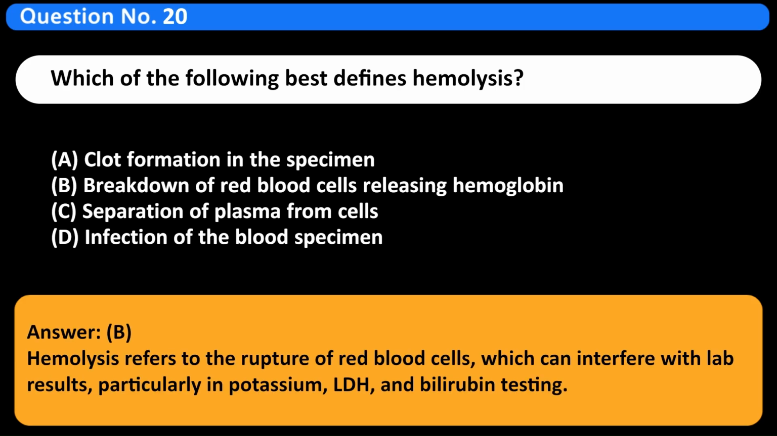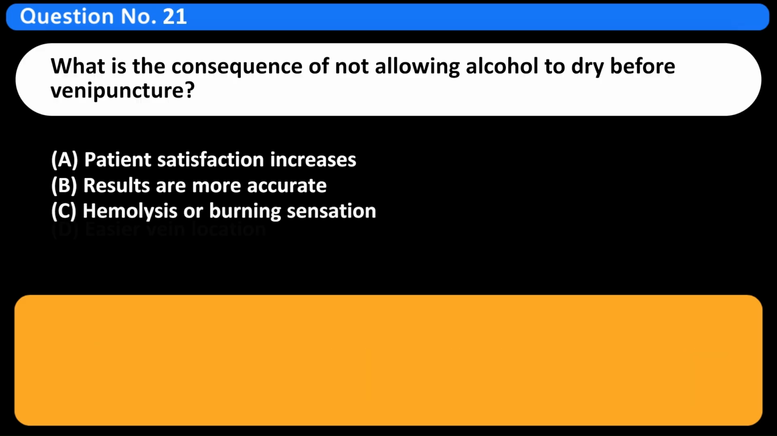Answer: B. Hemolysis refers to the rupture of red blood cells, which can interfere with lab results, particularly in potassium, LDH, and bilirubin testing. What is the consequence of not allowing alcohol to dry before venipuncture?